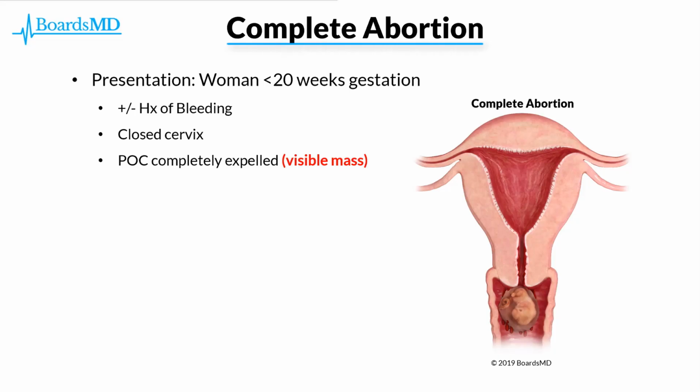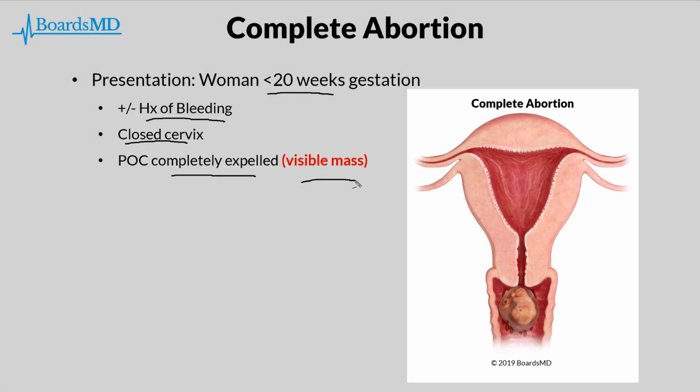Moving on to a complete abortion, this will once again be a woman who is less than 20 weeks gestation. The patient may or may not recall having a history of vaginal bleeding. The patient will classically have a closed cervix. And because this is a complete abortion, the products of conception will be completely expelled, and therefore there may even be a visible mass protruding into the vagina.